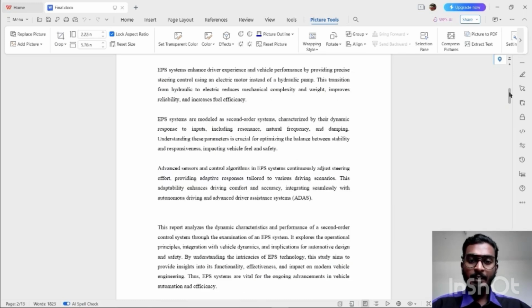In this report, we analyze the electric power steering system's dynamics, control mechanisms, block diagram representations, system modeling, performance metric calculation, MATLAB simulation and validation, state space representation, stability analysis, and steady state error.